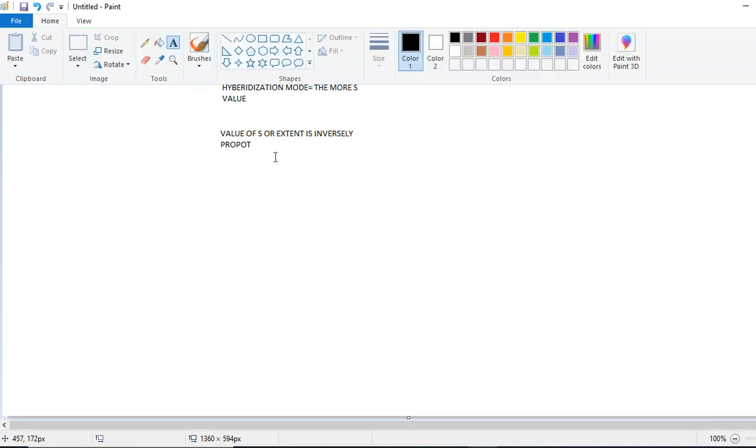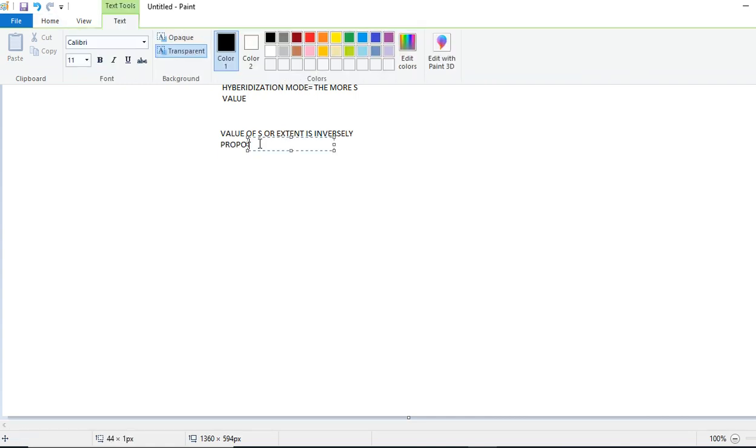So let me write it again here. Okay, so s character is inversely proportional to the bond length. We can demonstrate that here as well. For example, let me move here. We know that sp3, I'm only writing the hybridization, which is sp2 and sp.